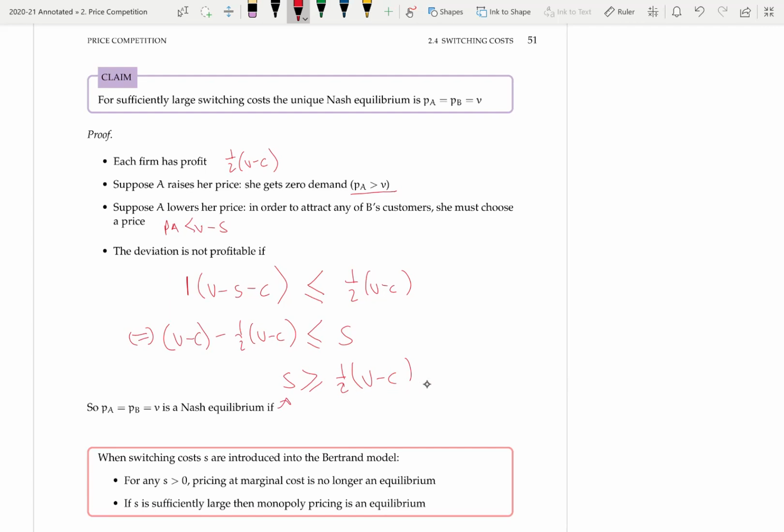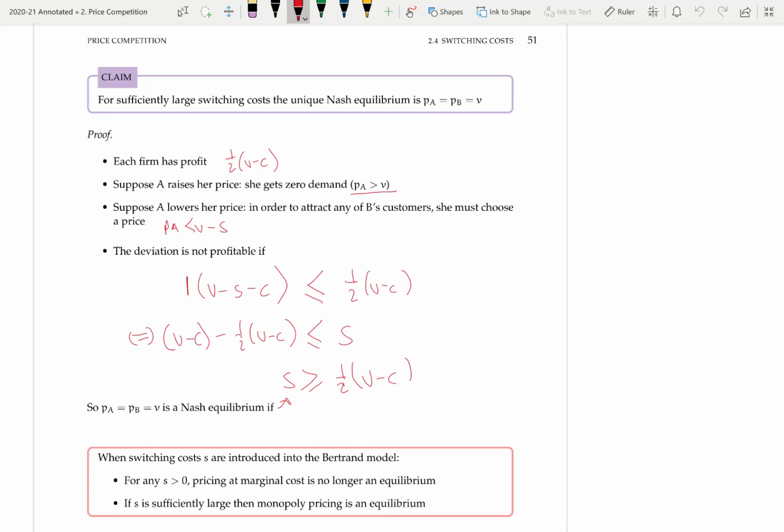So where does this half times V minus C come from? Well, when firm A lowers her price by a little bit more than the switching cost, she's going to double her demand. It's going to go from a half to 1, and this difference here represents that gain in profit. Whereas the cost is that she has to lower her price on the 1 unit she sells.